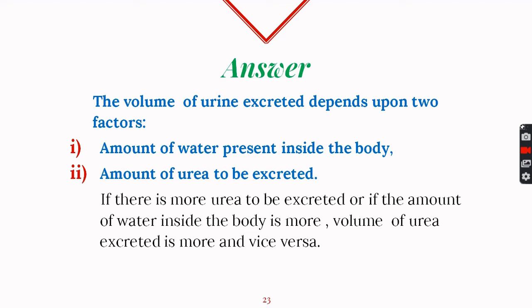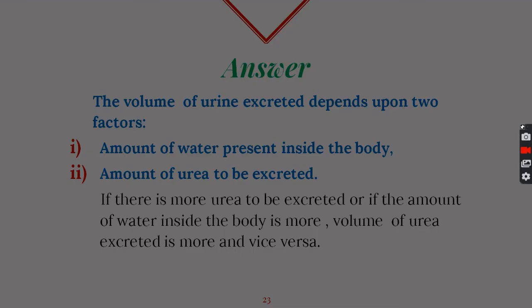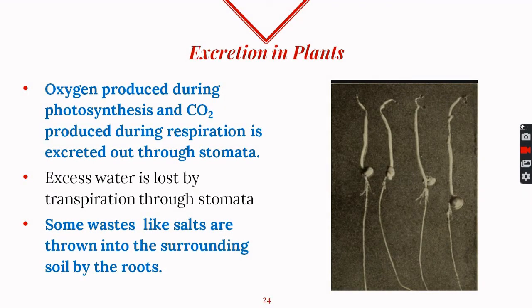This is all about excretion of waste in animals. We will now see excretion of waste in plants. Plants have very little waste to be excreted, but still they have their own ways to get rid of their waste. First of all, oxygen, which is the waste product of photosynthesis, and carbon dioxide, which is the waste product of respiration, are removed from the plant body through stomata. Similarly, water is lost by transpiration through stomata only.